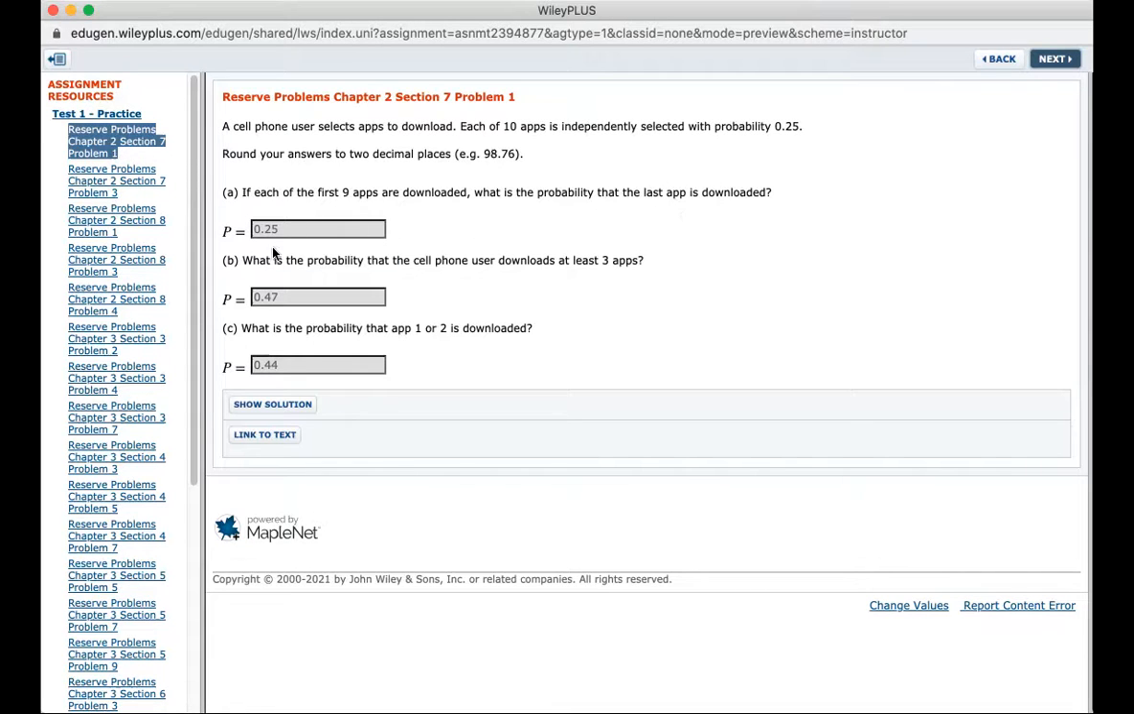And for B, what is the probability that the cell phone user downloads at least three apps? In this case, we have to use the complement rule. Then, what is the probability that app one or two is downloaded? For that we have to use the addition rule, the probability of A or B. Let me go over this one on the sketch paper. Give me a second.